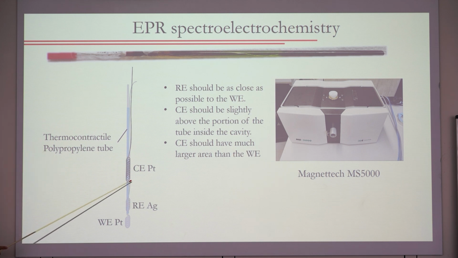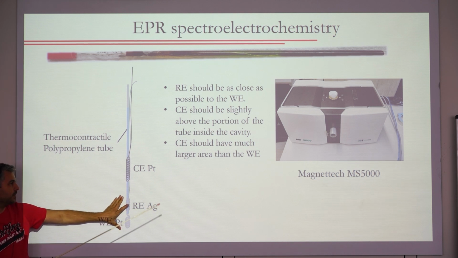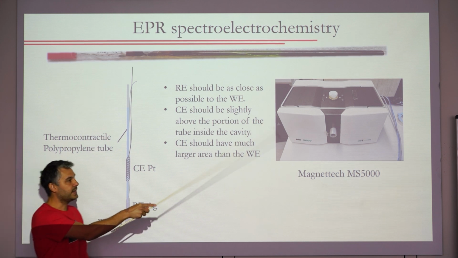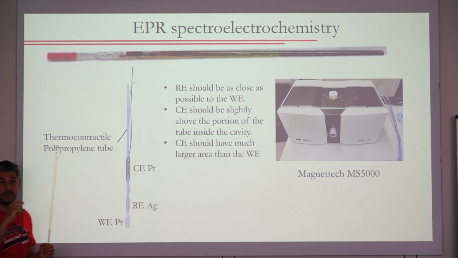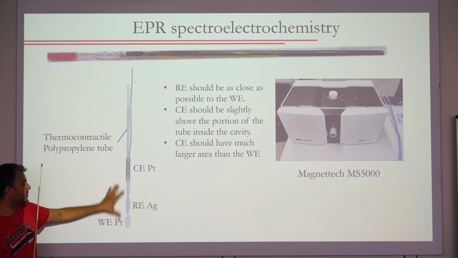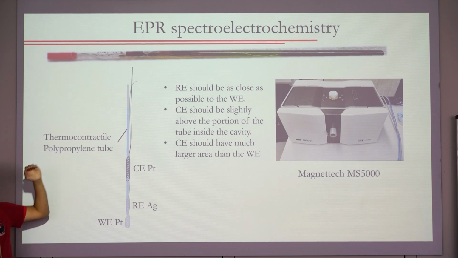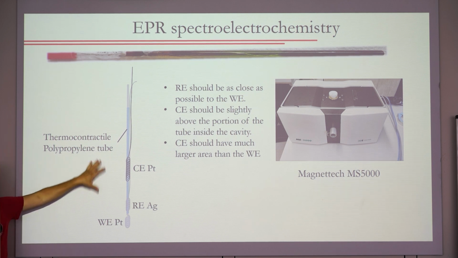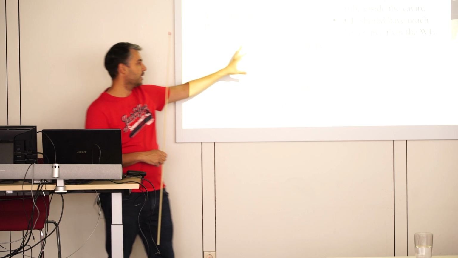And the counter electrode then should be relatively close, but if this part of the tube is inside the cavity, it will be around 3 centimeters tall because of the wavelength of the X-band microwave. So let's say this is around 3 centimeters, then you have your counter electrode further away so that whatever happens in the counter electrode will not contribute.